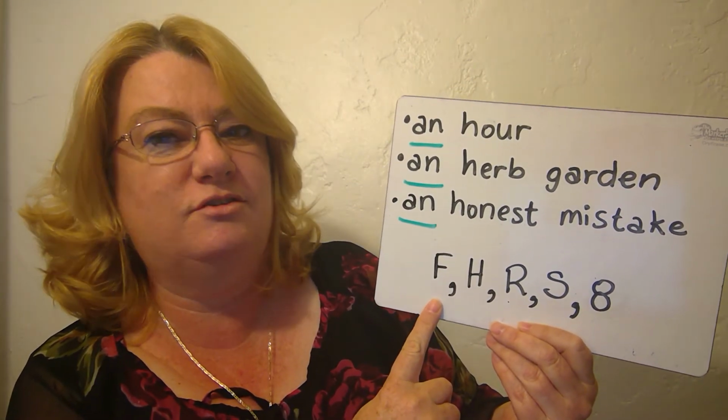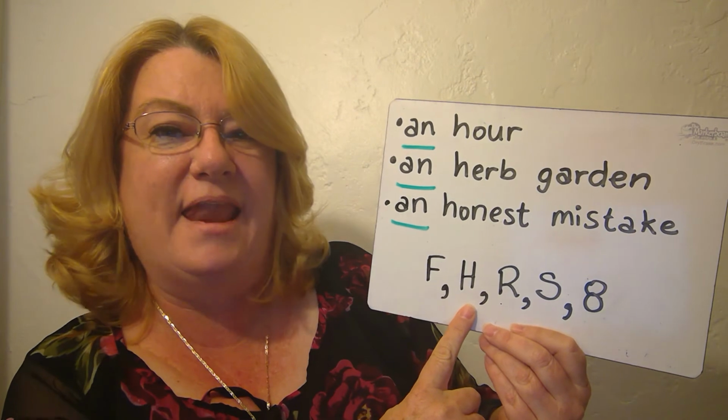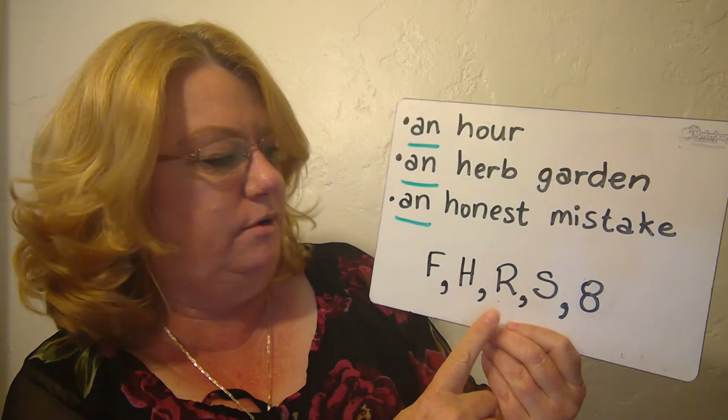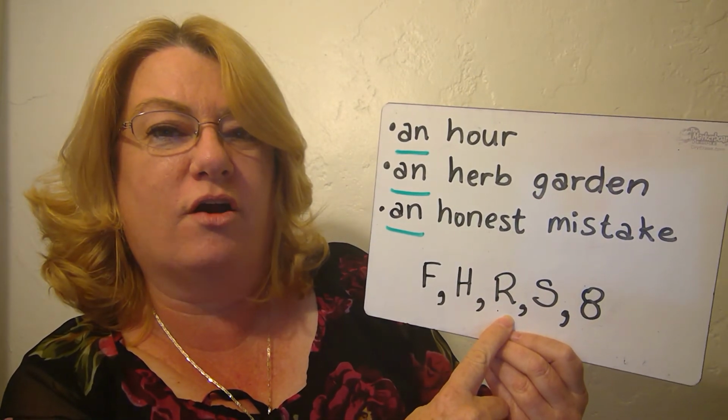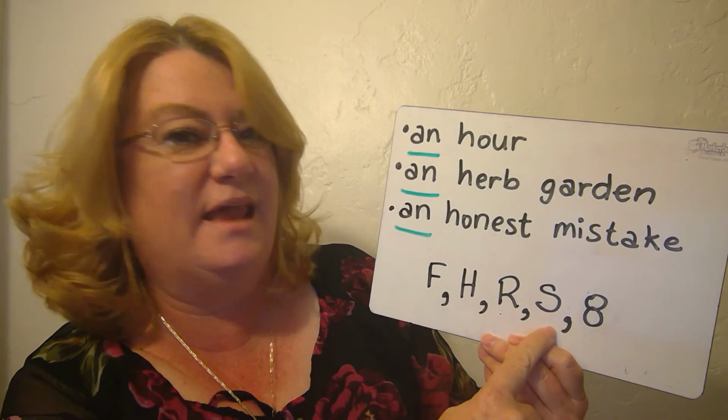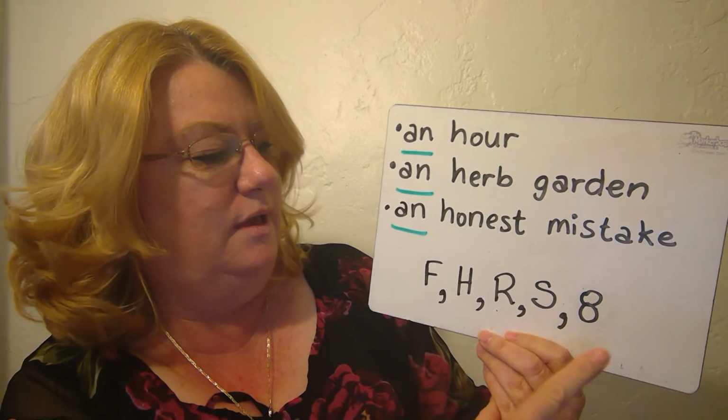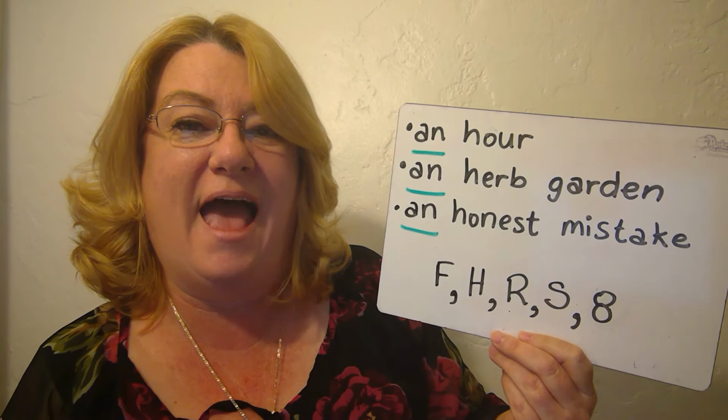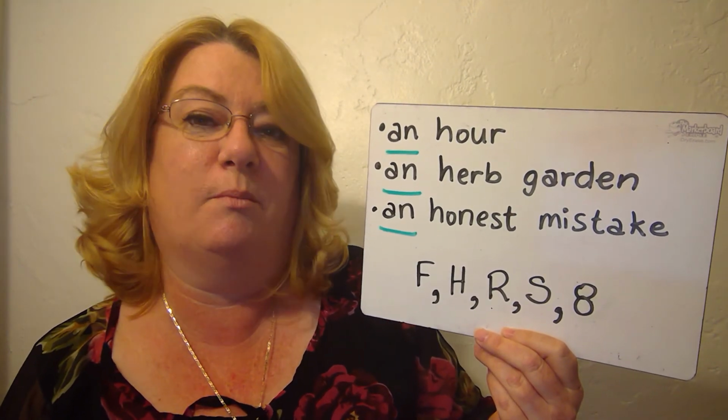And how about these letters? An F is used in a word. An H is used in a word. An R is used in a word. An S is used in a word. And then the number 8. An 8 is used as a number.